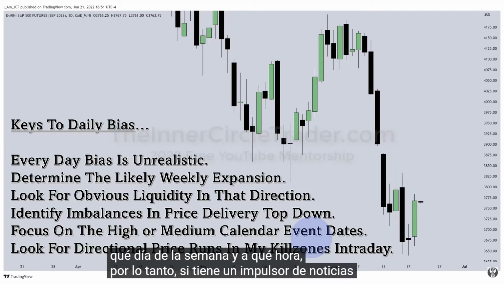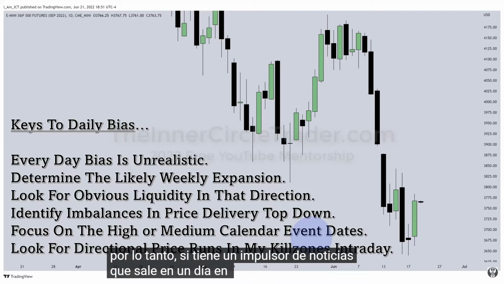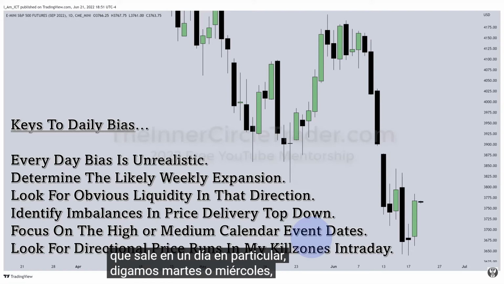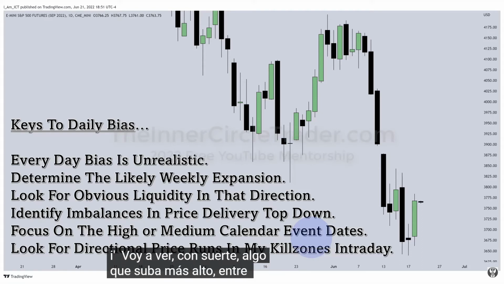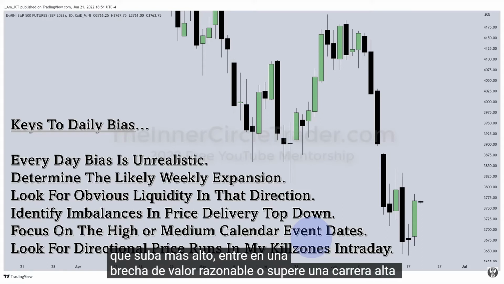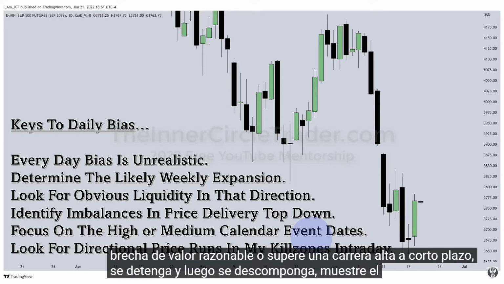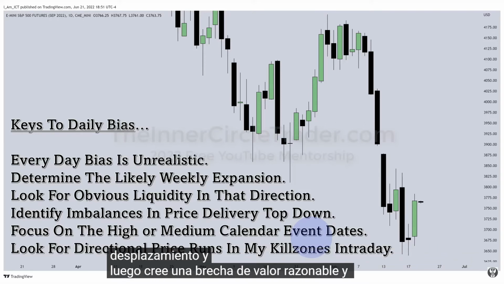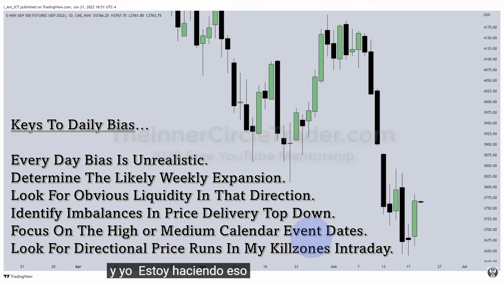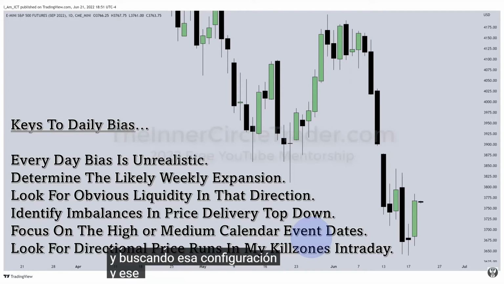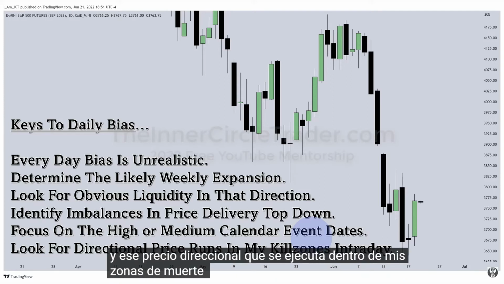So if you have a news driver that's coming out on a particular day, say Tuesday or Wednesday, and you're expecting the weekly range to expand lower, well, on those medium impact or high impact news events, I'm going to see hopefully something that is going to run up higher, go into a fair value gap, or run above a short-term high, run stops, then break down, show displacement, then create a fair value gap, and I can go in short on that. And I'm doing that and looking for that setup and that directional price run inside my kill zones intraday.